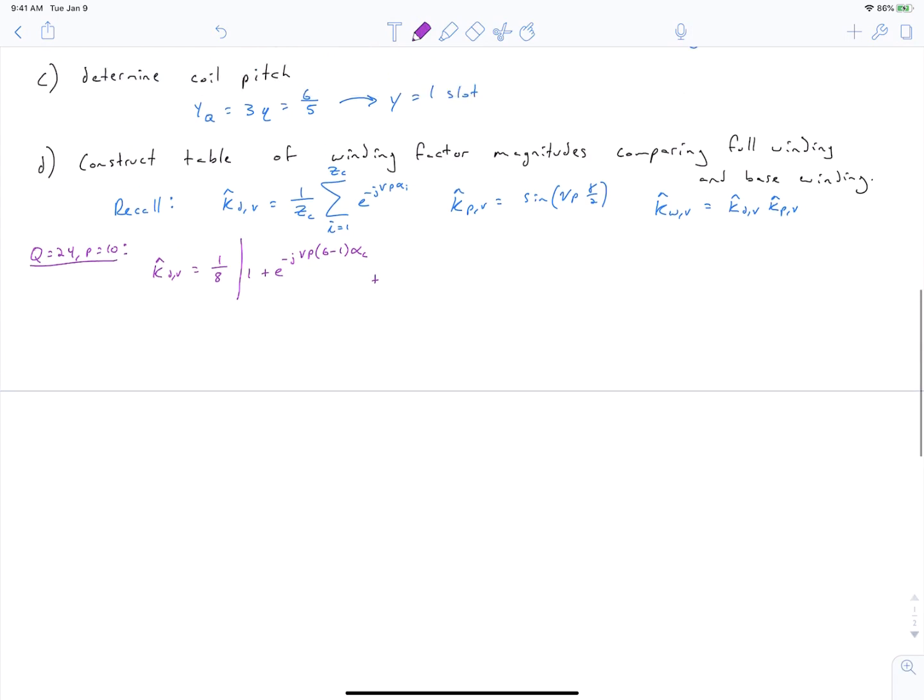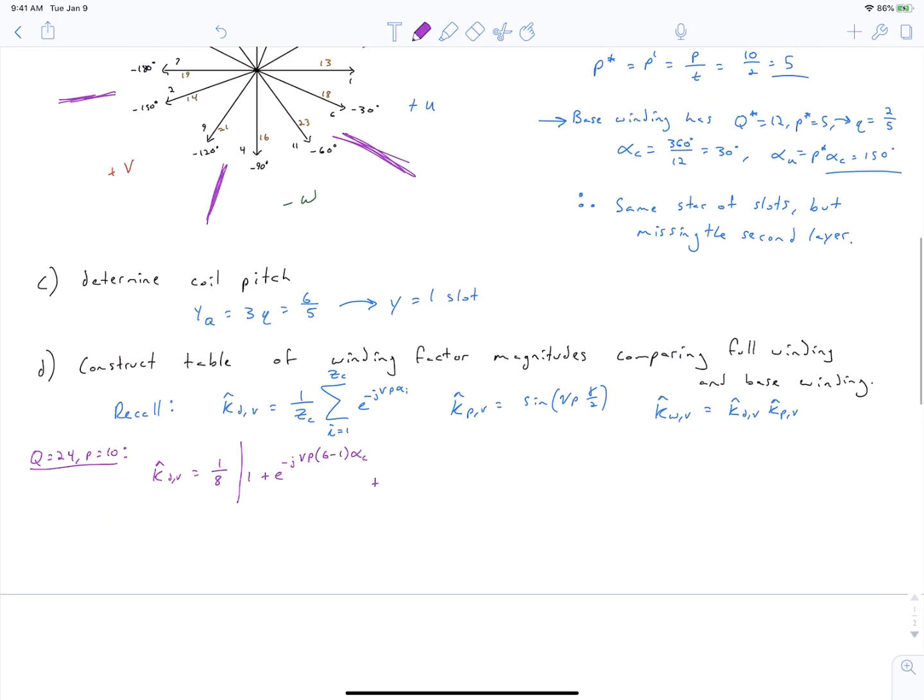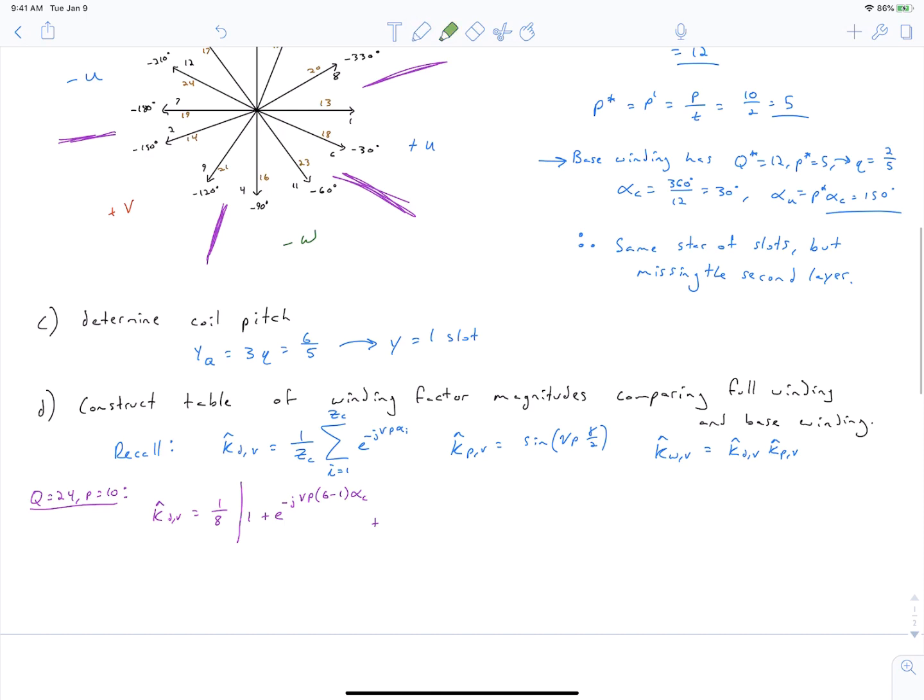And so I'm writing this out as a sum of exponentials that I'll take the absolute value of. And I'm doing this based on our star of slots assignment for phase U. And so you can see I've got our first coil side right here. Our second coil side is in slot 6, and that's going to be at an angle of slot 6 minus 1 times alpha C. So alpha C is the angle between adjacent slots in our stator, and this slot is 5 slots away. Its slot index is 6, so 6 minus 1 is 5 slots away, and we'll multiply that by alpha C to get the angular location of it.